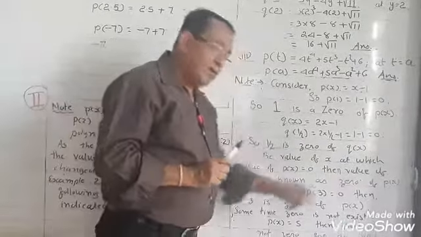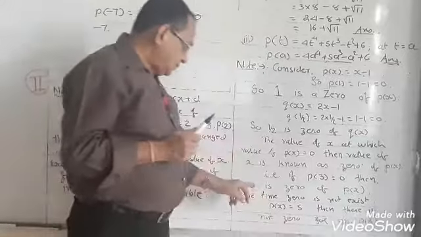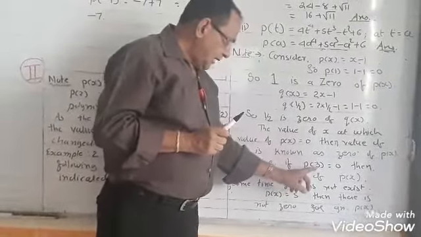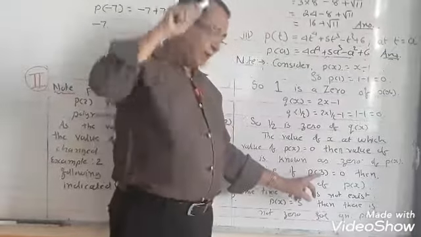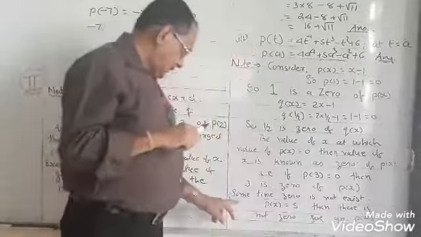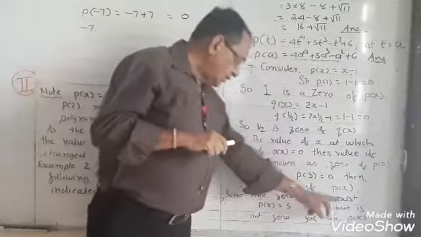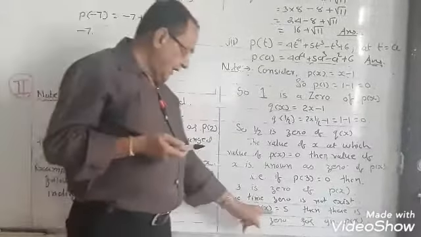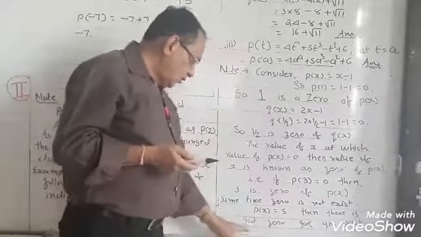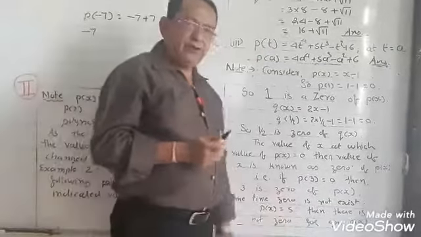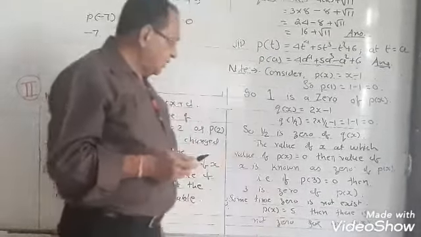That shows the value of x. If P(3) is equal to 0, that means 3 is the zero of the given P(x). Sometimes a zero does not exist. Suppose you are given the constant polynomial P(x) is equal to 5, then there is no zero for the given P(x). At that time it is not the zero of this P(x).